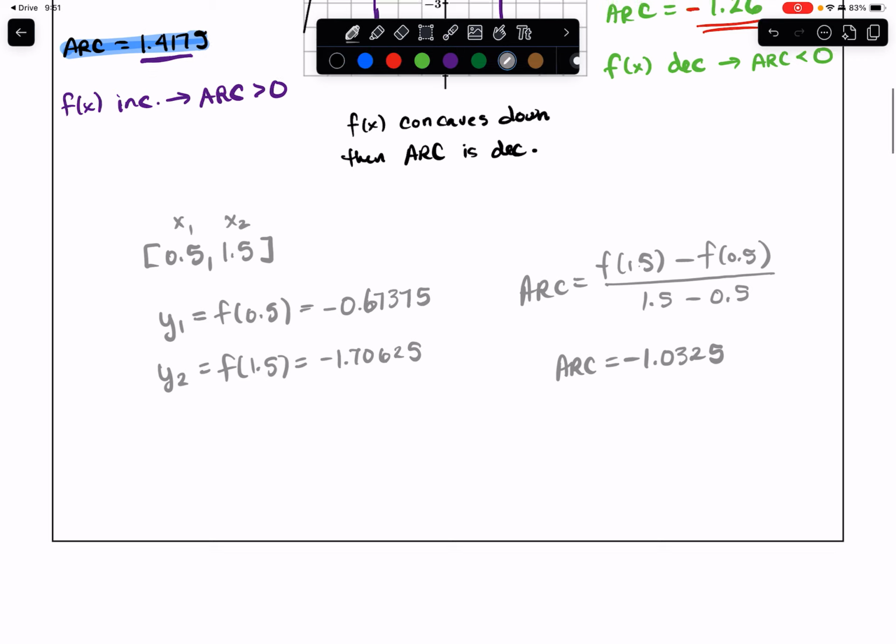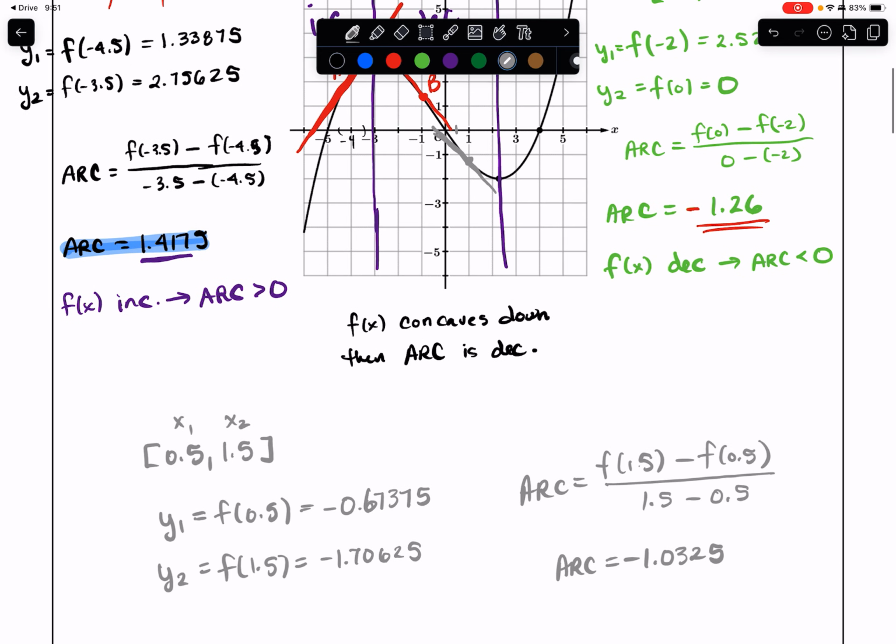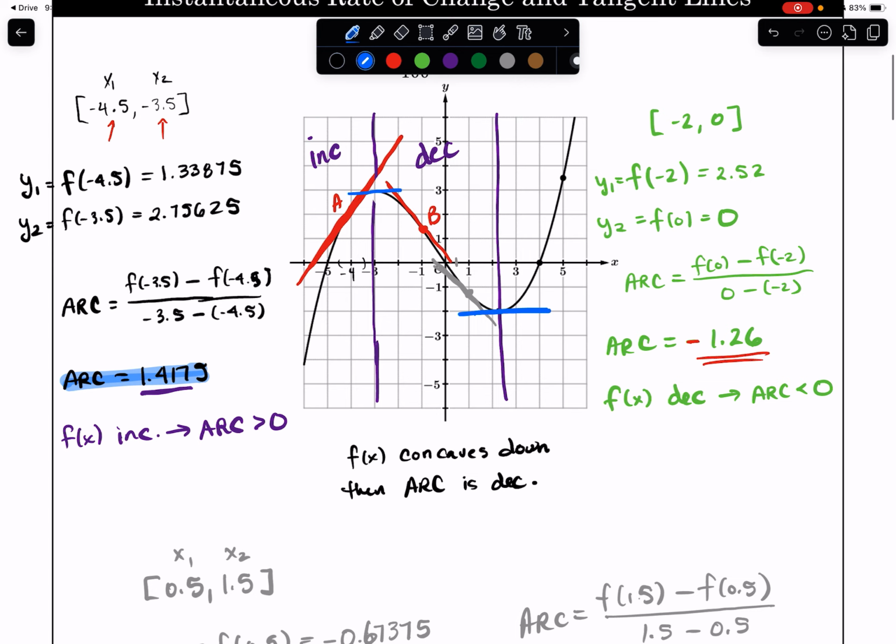So at those locations, the tangent line will always be horizontal. And I'm going to do that using a blue line. So at this location, the tangent line will be blue. And at this location up here, the tangent line will be blue.